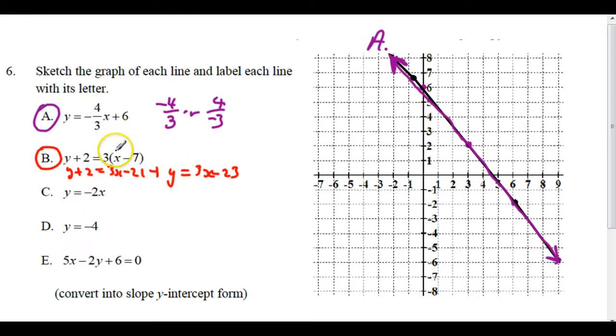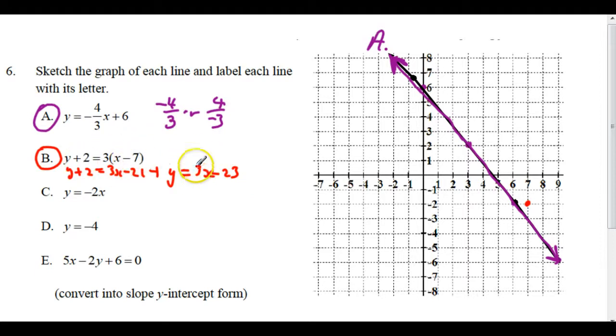What if x is 7? Okay, so here, let me go back to red. So if x is 7, 7 minus 7 is 0. This works out to 0, and y will be negative 2. So I've got the point 7, negative 2. So, sometimes we have to work our way around this and figure out a way to get a point.